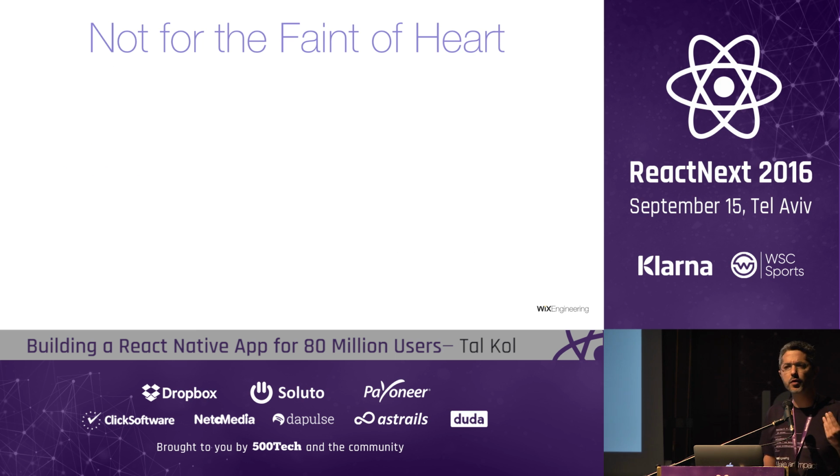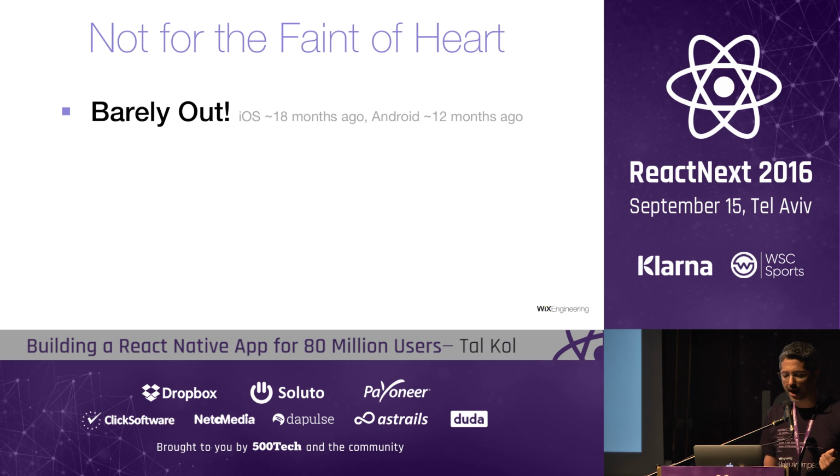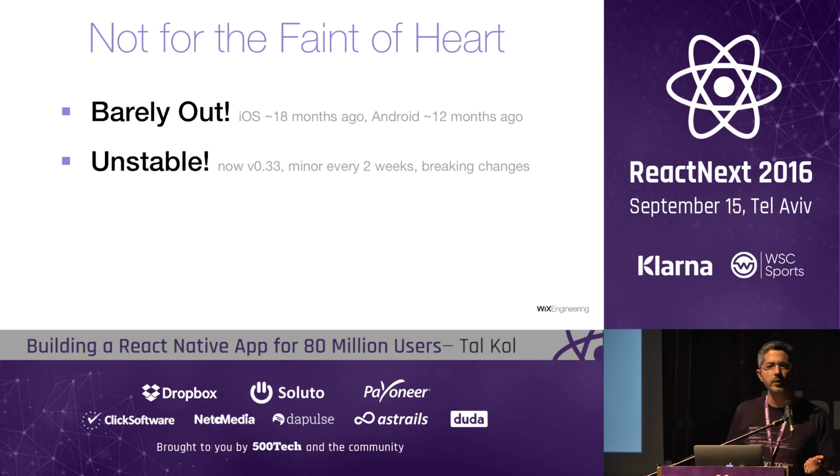And first of all, it's not for the faint of heart. So React Native is barely out. On iOS, it's out for 18 months, and on Android for 12 months. So that's a very, very new platform. And it's very unstable. We're before version 1. Right now, it's at 0.33, and they release minor versions every 2 weeks. And these break left and right. So your code base breaks for a few days when you upgrade versions. So that's horrible.